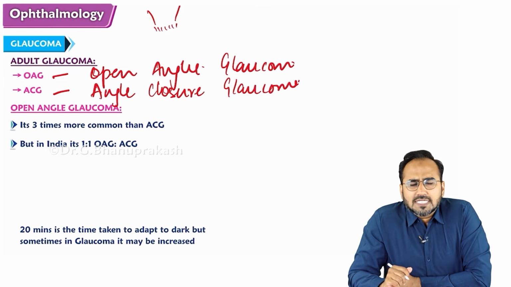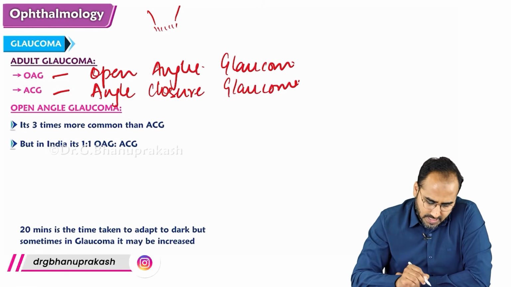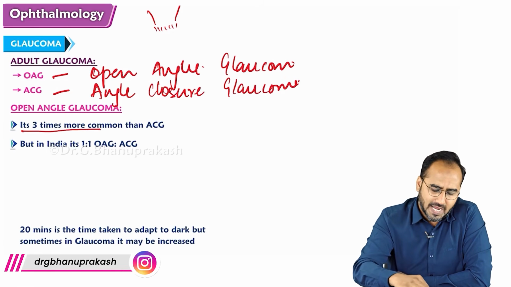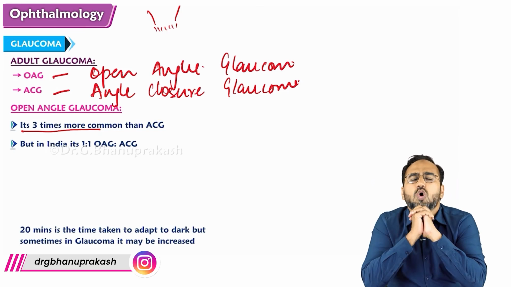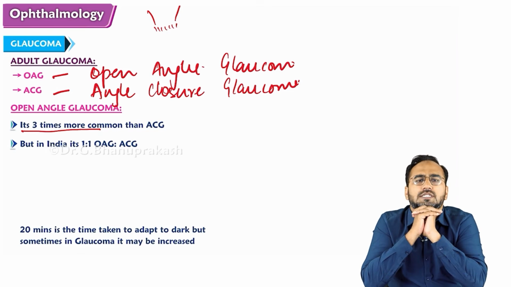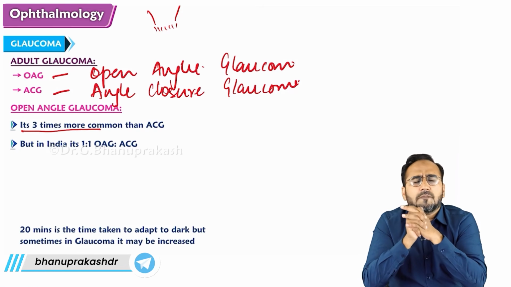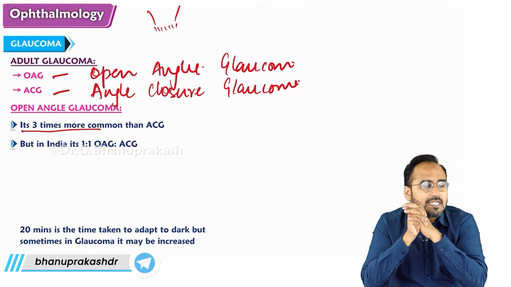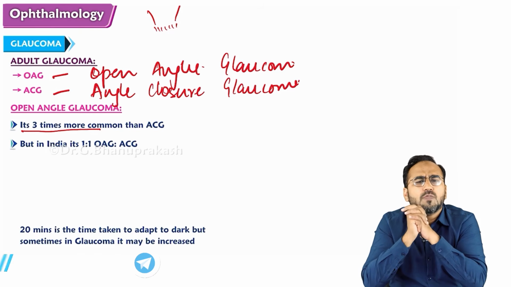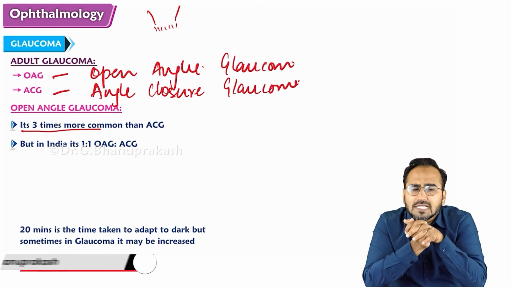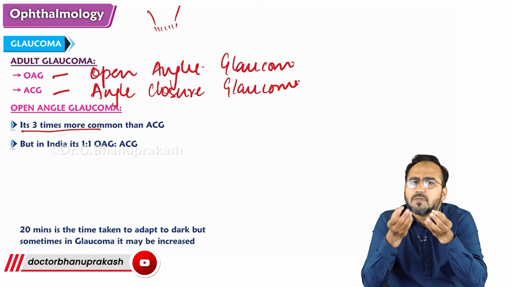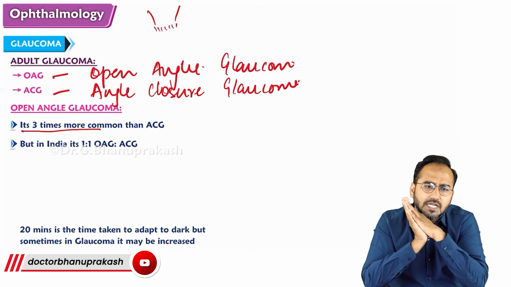Now guys, if I am asking you which is more common, remember, open angle is more common. If I am asking you which is more dangerous, open angle or angle closure? Actually, angle closure produces severe pain, but still it's not dangerous. The most dangerous is open angle. Why open angle is most dangerous? Is it producing severe pain? No. Actually, open angle glaucoma never produces pain. It is a painless condition.